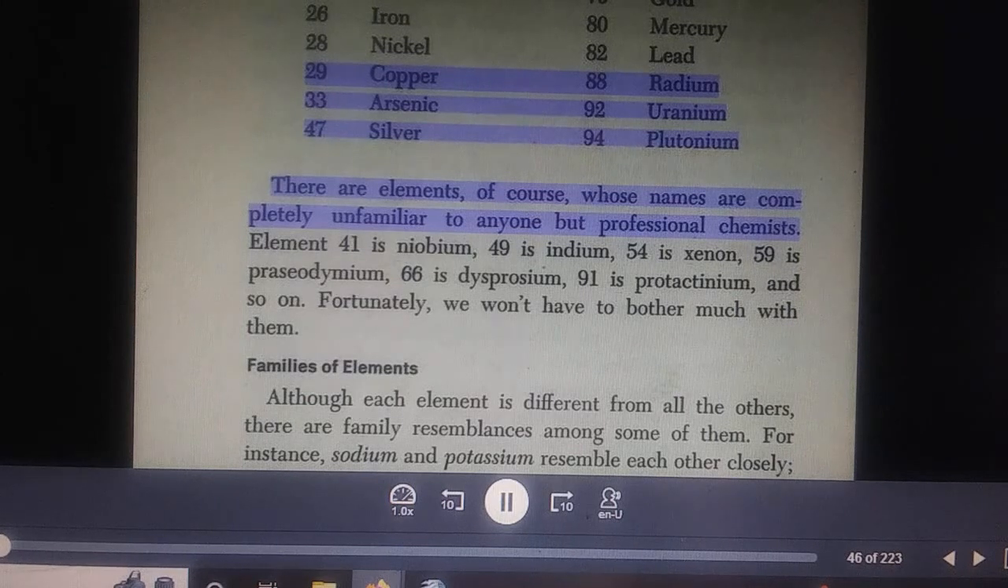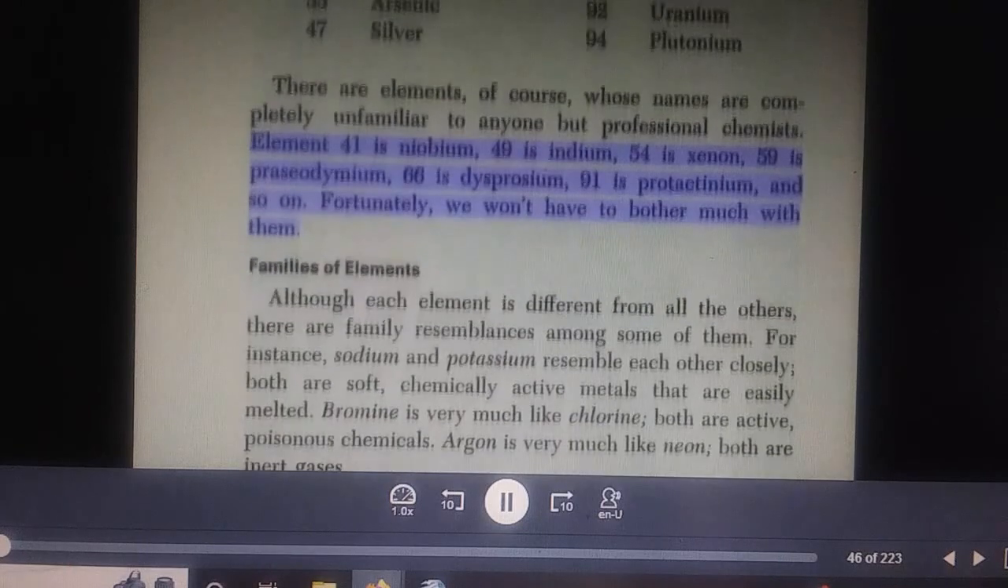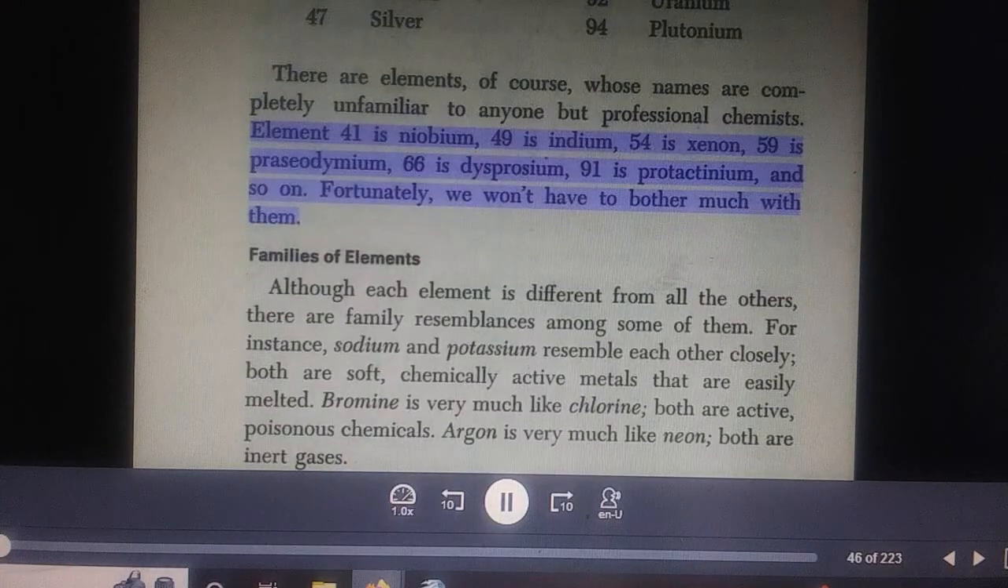There are elements, of course, whose names are completely unfamiliar to anyone but professional chemists. Element 41 is niobium, 49 is indium, 54 is xenon, 59 is praseodymium, 66 is dysprosium, 91 is protactinium, and so on. Fortunately, we won't have to bother much with them.